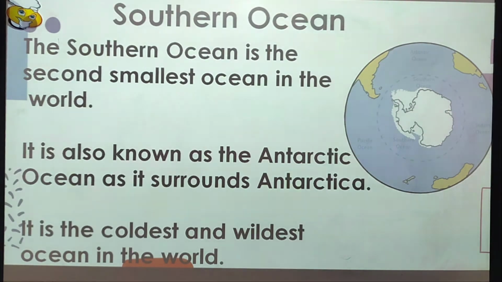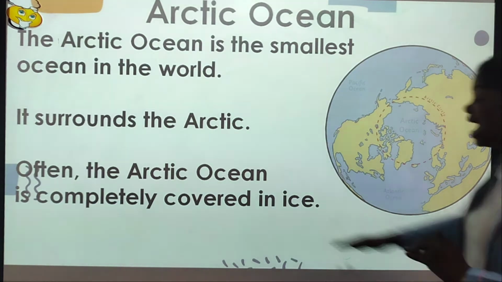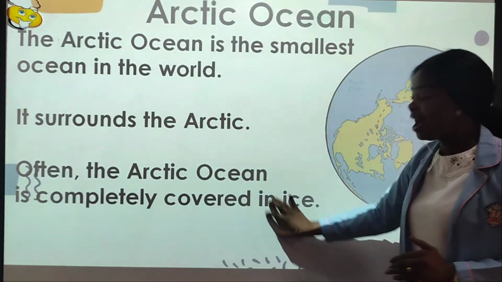Southern Ocean. The Southern Ocean is the second smallest ocean in the world. It is also known as the Antarctic Ocean, as it surrounds Antarctica. It is the coldest and the widest ocean in the world. Now, let's talk about the Arctic Ocean. The Arctic Ocean is the smallest ocean in the world. It surrounds the Arctic. Often, the Arctic Ocean is completely covered in ice.